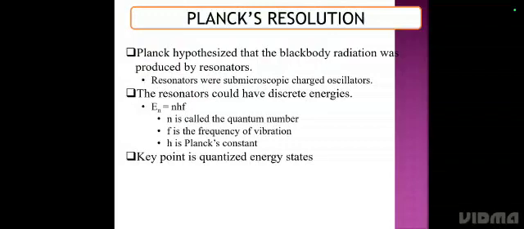Planck's resolution. Planck hypothesized that black body radiation was produced by resonators. Resonators were submicroscopic charged oscillators. The oscillator could have only discrete energy. E_n = nhf is a very famous equation, where n is called the quantum number, f is the frequency of vibration, and h is Planck's constant. The key point is the quantized energy state.